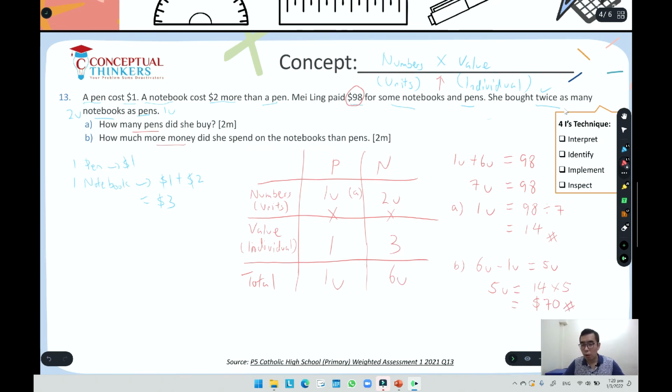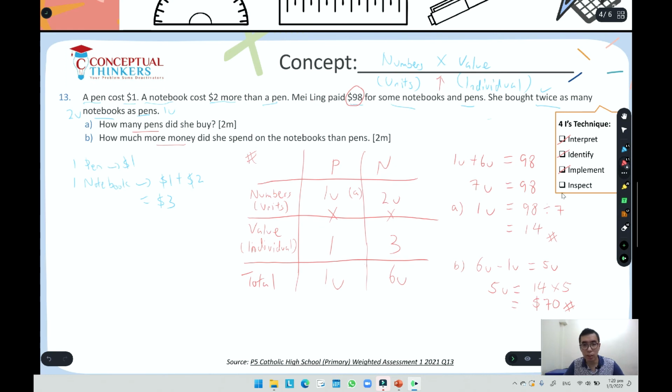Okay, so what are the 4 techniques that I use here? So first, I interpret the question, I identify all the key phrases. Then next, based on the key phrases that I identify, I link it with the concept called number times value. So this is how I identify the concept. Next, once I know the concept, then I will execute my methodology, which in this case, we highly recommend to do it using a table. So we do an implementation.